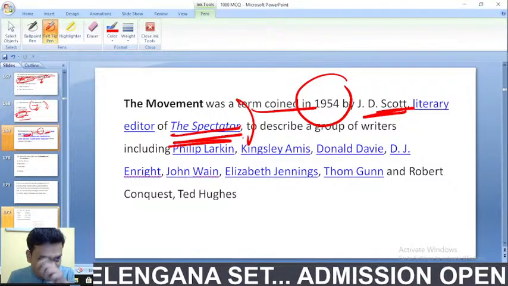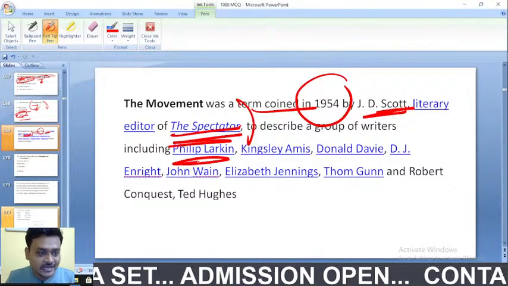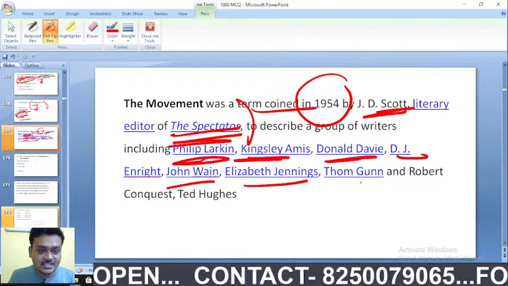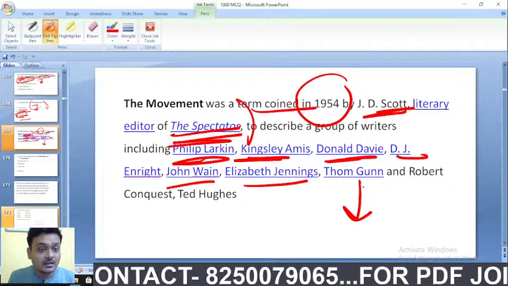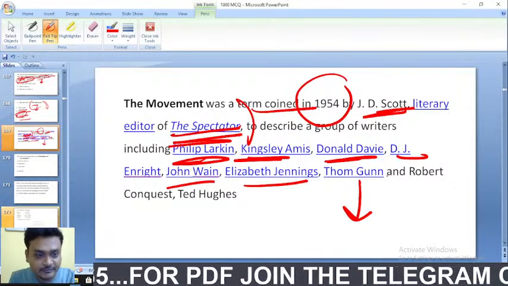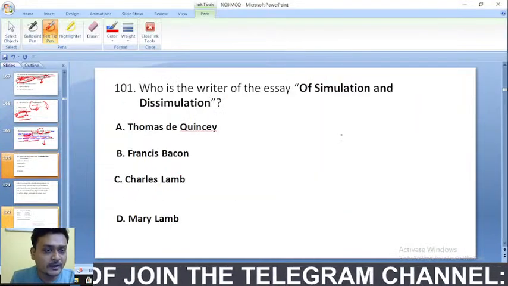Who are the other writers of that movement? Philip Larkin, Kingsley Amis, Donald Davie, D.J. Enright, John Wain, Elizabeth Jennings, Thom Gunn. Okay, they are also the writers of the movement. They are also known as the movement poets.